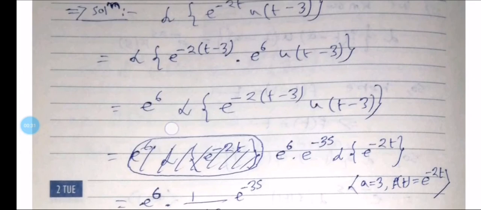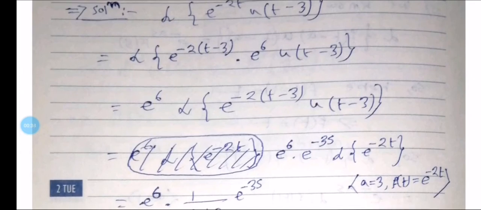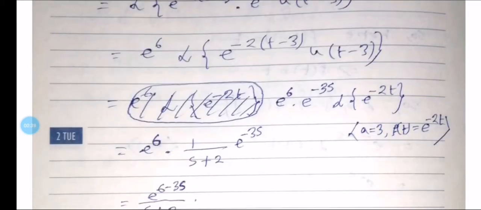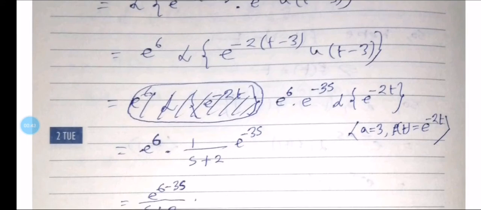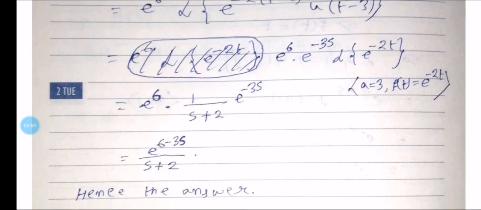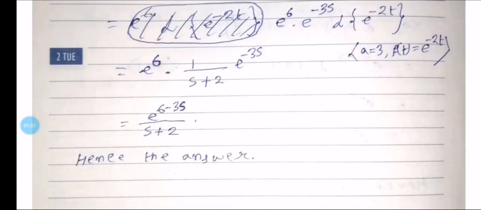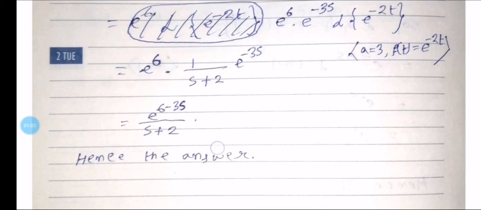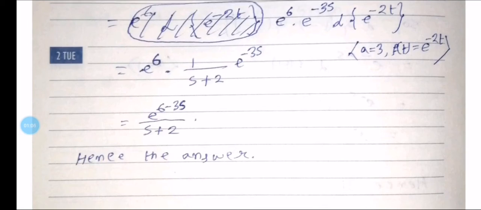So e to the power 6 will come out, so L of e to the power minus 2 times (t minus 3) u of t minus 3, so e to the power 6 into e to the power minus 3s, by the formula of this, e to the power minus 3s L of e to the power minus 2t. Here a equals 3 and f of t equals e to the power minus 2t. So e to the power 6 into e to the power minus 3s, and L of e to the power minus 2t we can write as 1 by s plus 2. This is the Laplace transform. So we can write finally e to the power 6 minus 3s by s plus 2. This is the required answer.